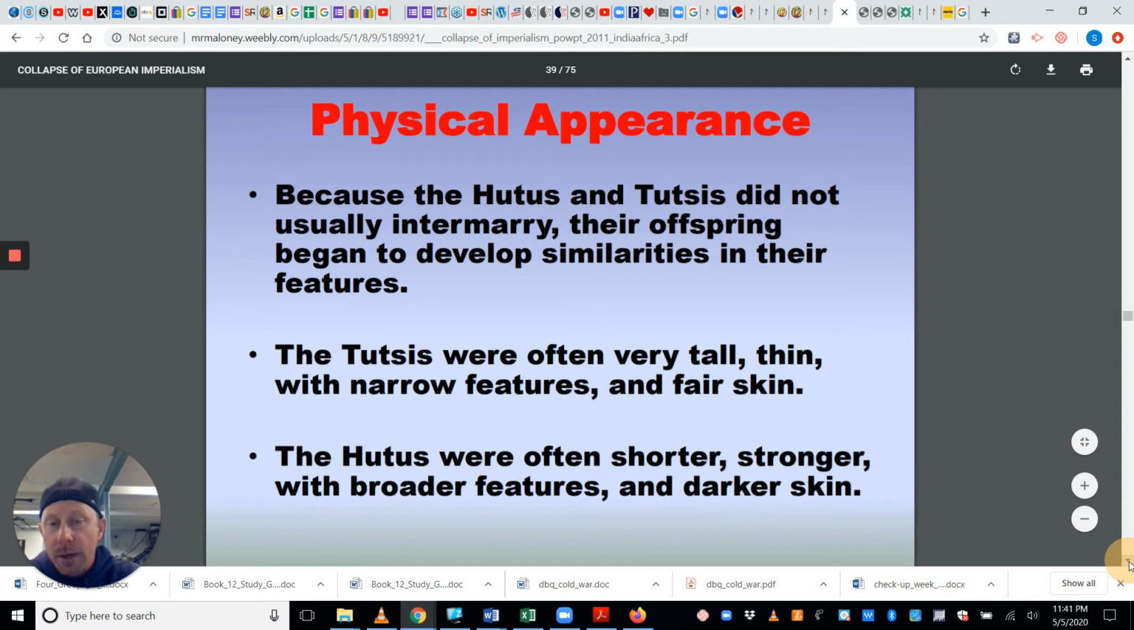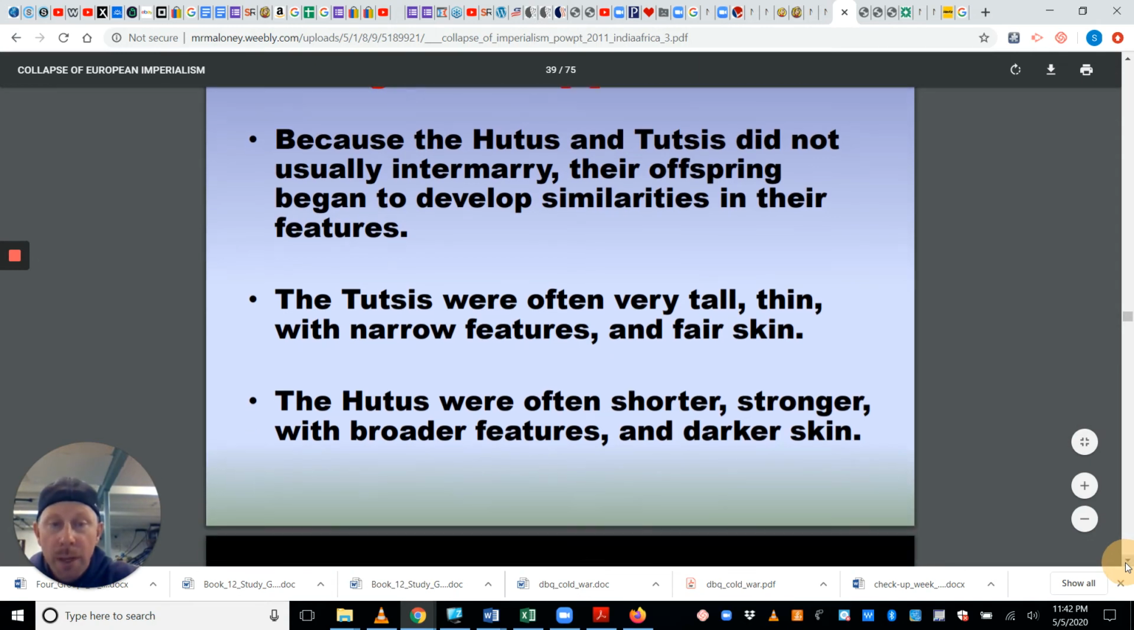We talked about this already, the physical appearance, because the Hutus and Tutsis did not usually intermarry. Their offspring began to develop similarities in their features. The Tutsis were often very tall, thin, with narrow features and fair skin. The Hutus were often shorter, stronger, with broader features and darker skin, like their noses were a little bit wider. So people could tell the difference between a Hutu and a Tutsi just by looking at them.